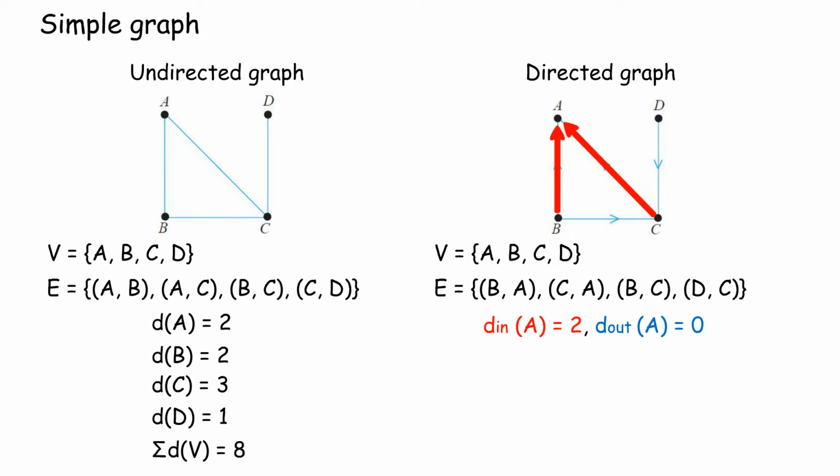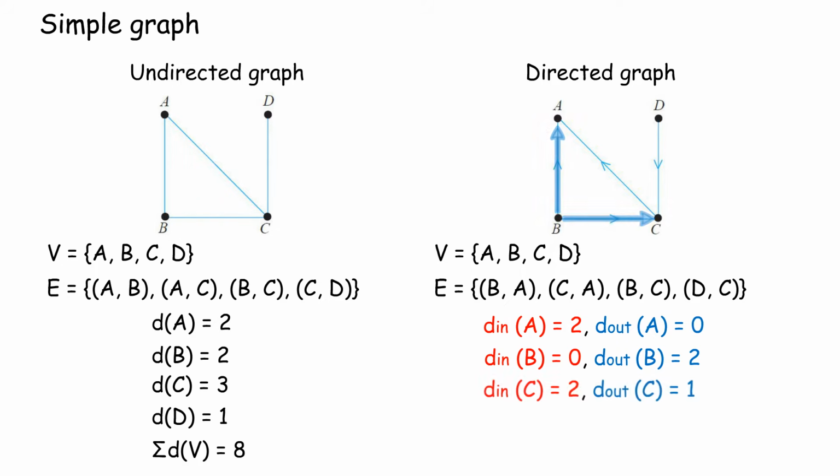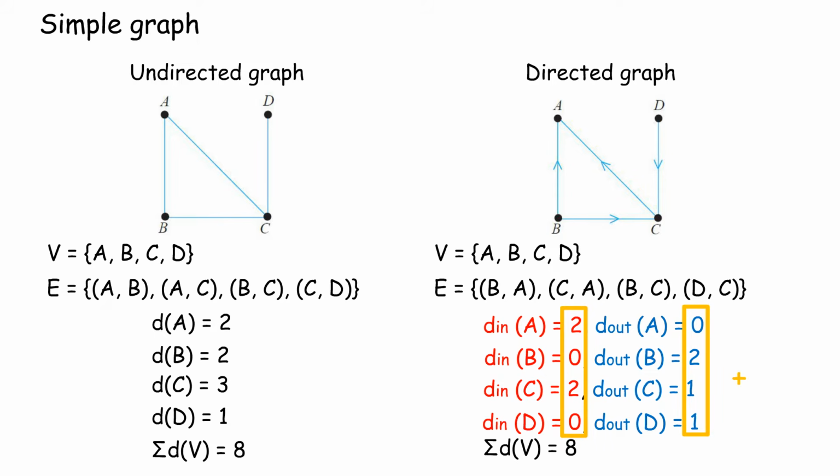D in A equals 2, and D out A equals 0, thus dA equals 2 plus 0, dA equals 2. D in A means the number of edges going into vertex A. D out A means the number of edges coming out from vertex A. D in B equals 0, D out B equals 2, D in C equals 2, D out C equals 1, D in D equals 0, D out D equals 1. Sigma dV equals 8.